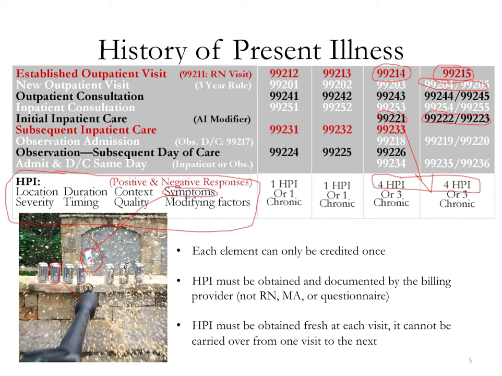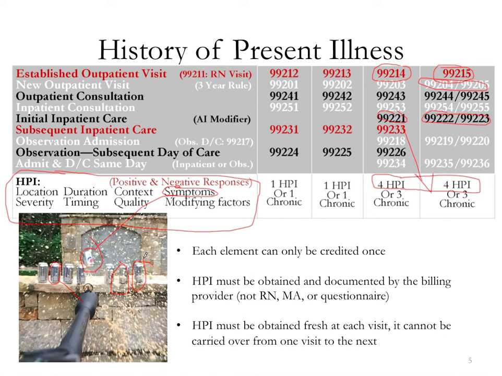Essentially you've got to hit 4 different recognized HPI variables in order to support a 99214 or any of these other high frequency services. The second false assumption that I see some people making is that the patient has to give you positive responses to your questions about the HPI in order to get credit for them.